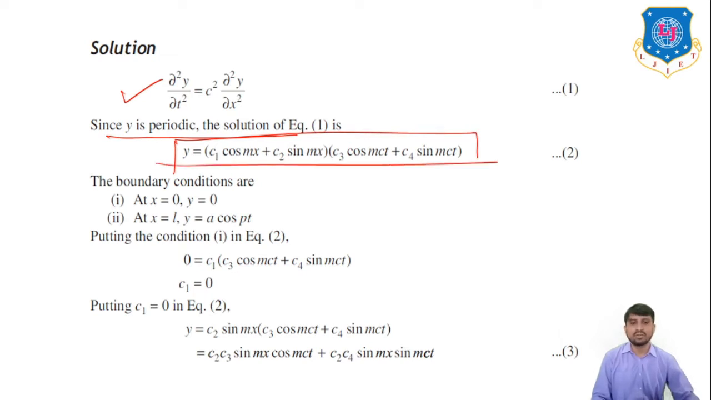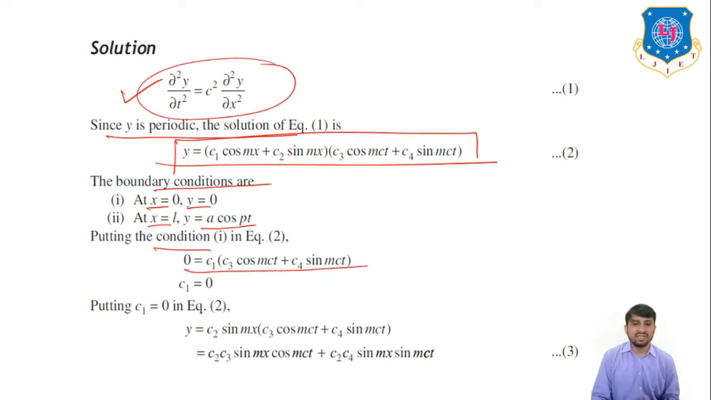Y is equal to c1 cos mx plus c2 sin mx, times c3 cos mct plus c4 sin mct, as we discussed earlier. Okay. So the boundary conditions are: x is equal to 0, y equal to 0; x is equal to L, y is equal to a cos pt. So putting the condition in equation number 1, we get 0 is equal to c1 into c3 cos mct plus c4 sin mct, and c1 is equal to 0, clear? So you will easily get that, and putting c1 is equal to 0 in equation number 2, you will get y is equal to c2 sin mx into c3 cos mct plus c4 sin mct.